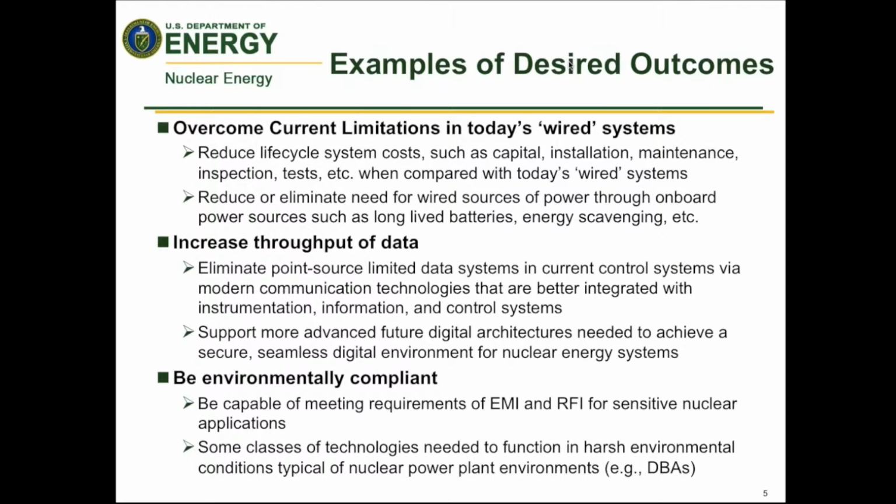Here are some examples of outcomes that we're looking for. To overcome current limitations in today's wired system. Current state of nuclear plants is wired for data and mostly analog sensors. We're looking for new ways to reduce costs and overcome current technology. There are new wireless technologies in the market, but you need to make sure that they will work in the nuclear environment and also be qualified for it and be accepted by the nuclear regulator. You need to understand the regulatory environment to get them qualified.